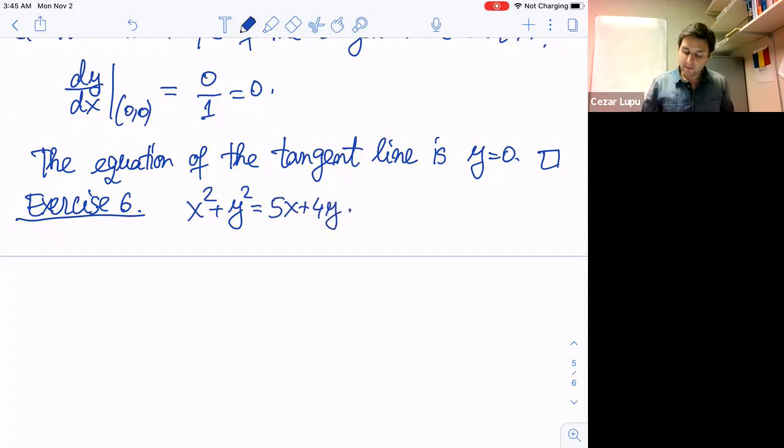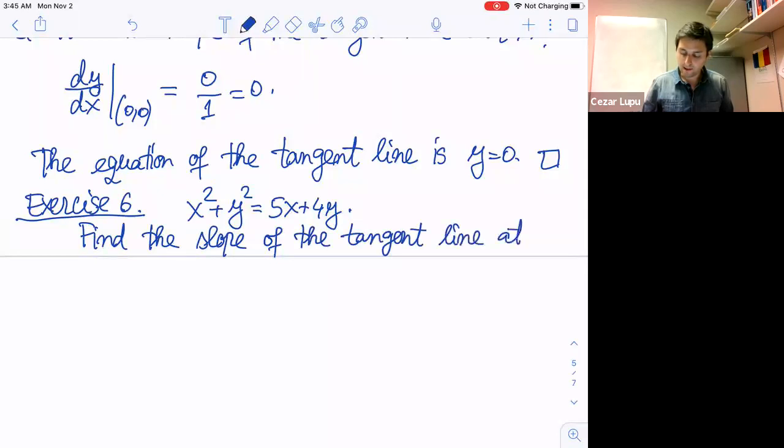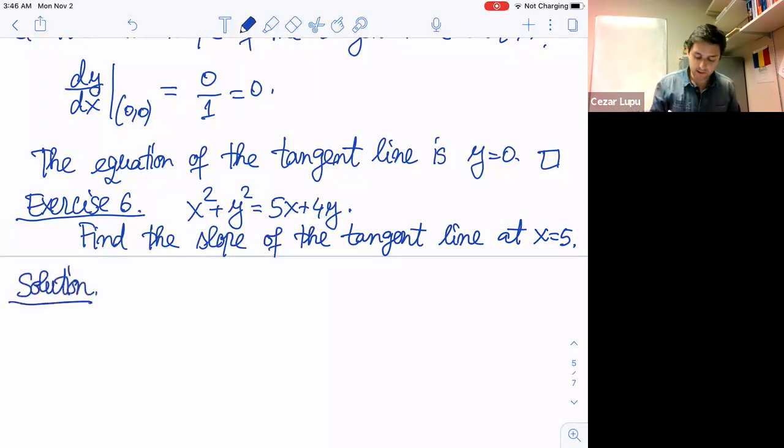All right, and now we're asked the following. Find the slope of the tangent line at x equals 5. So how should we think of this problem? Because you see, you don't know the y coordinate, you only know the x coordinate. So maybe you can determine the y coordinate. That's the thing here. But first, let's implicitly differentiate this.